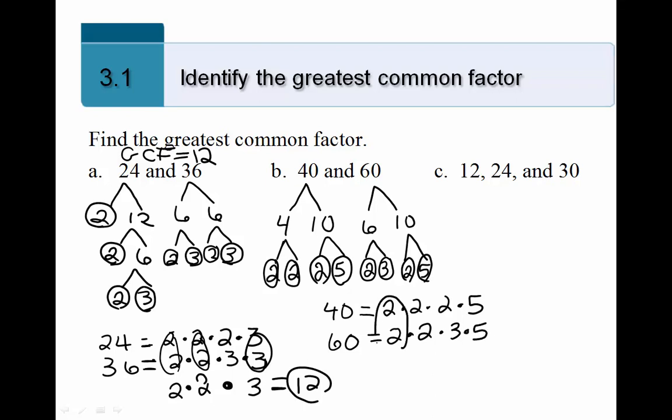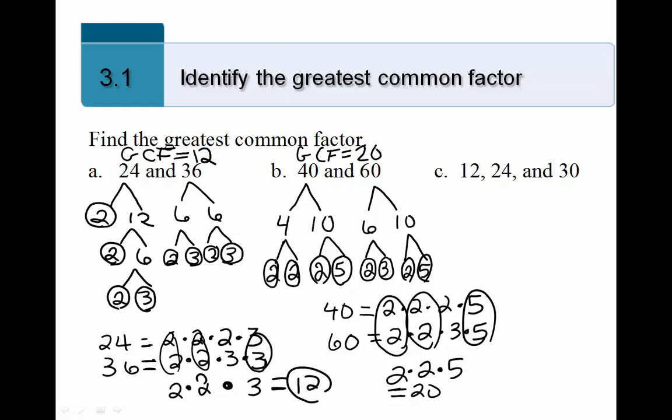And you can see they have this 2 in common, this 2 in common, and this 5 in common. If you multiply those together, 2 multiplied by 2 is 4, and 4 times 5 is 20. So the greatest common factor of 40 and 60 is 20.